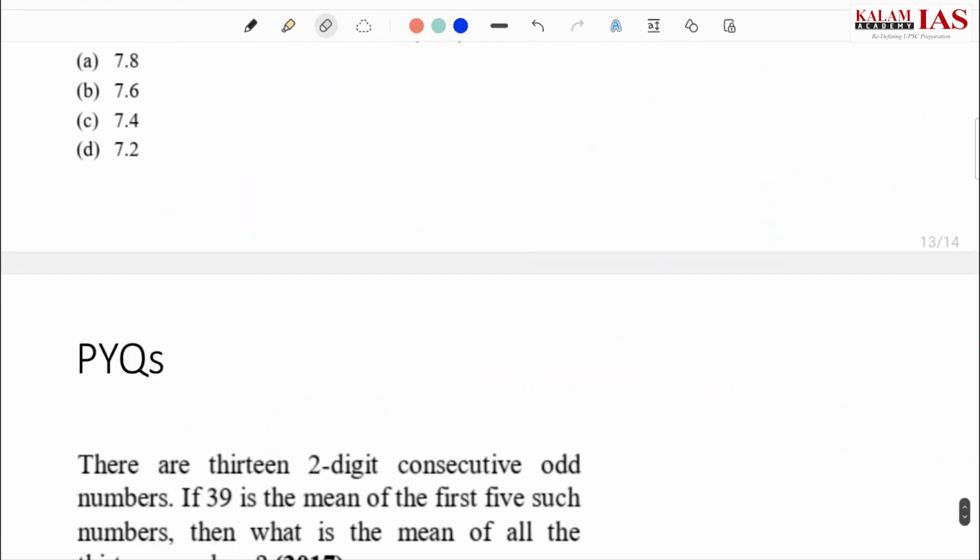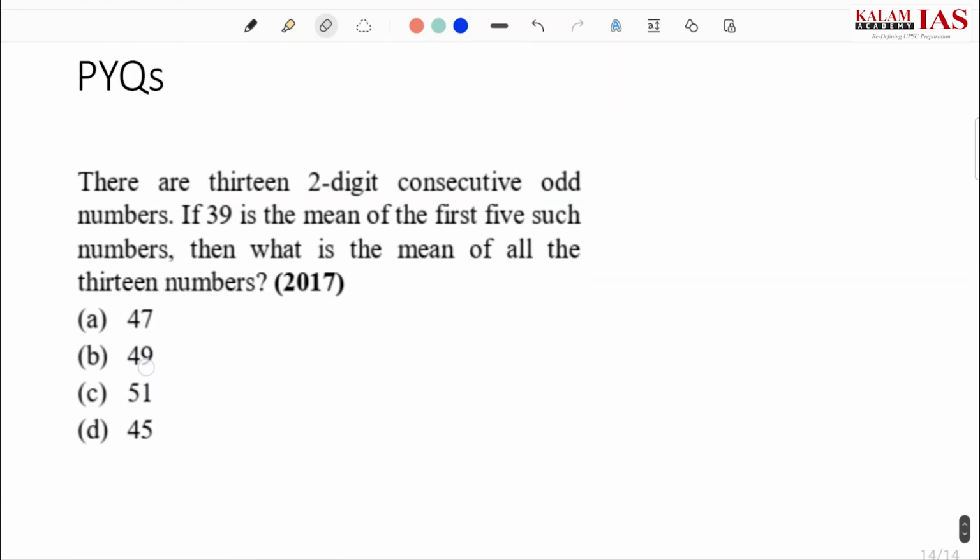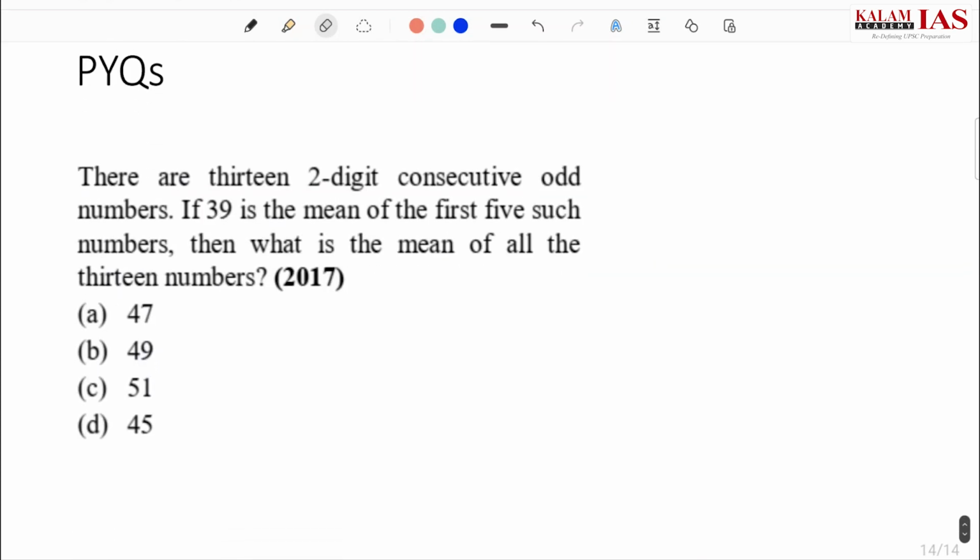Now let's attempt the last question. This question involves two concepts, that is odd and even numbers, just knowing what is an odd number and an even number, and the mean of the first 5 consecutive numbers.